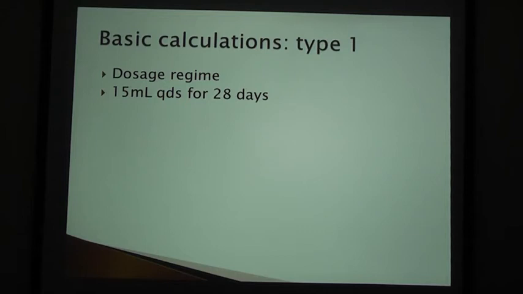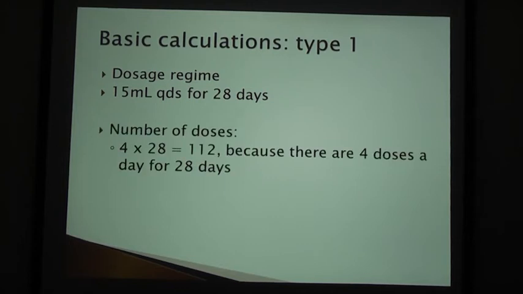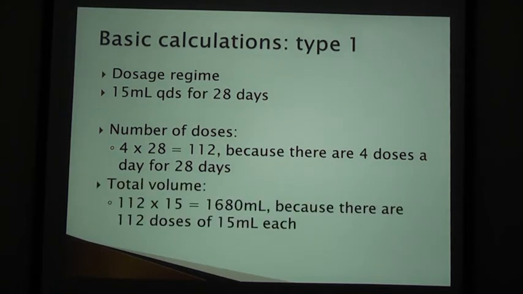15 mils 4 times a day for 28 days. QDS is 4 times a day. So if you're doing 15 mils 4 times a day for 28 days, you've got 4 times 28, which gives you 112, because there are 4 doses in 1 day and you're doing 28 days. And then you can multiply that by 15 to give you 1,680, because there are 112 doses of 15 mils each. Okay, so those are your basic type 1 calculations.